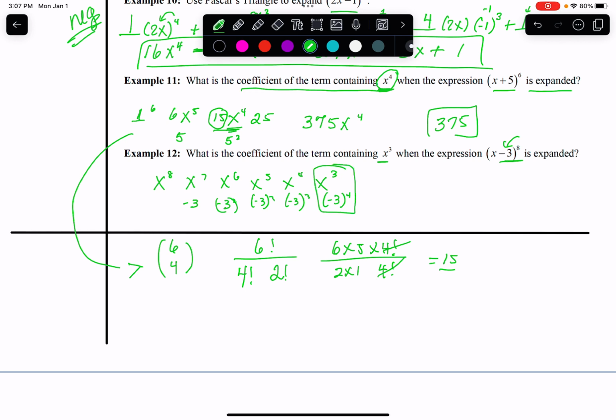So I have 81, right? Did I do that right? -3, 3 squared, 3 cubed. Oh, I'm off one. This is 3 squared. This is 3 cubed. I can't read my writing. So this is 3 to the 4th. So this is 3 to the 5th. So we're going to get a negative number.